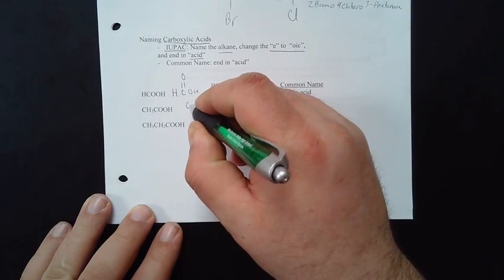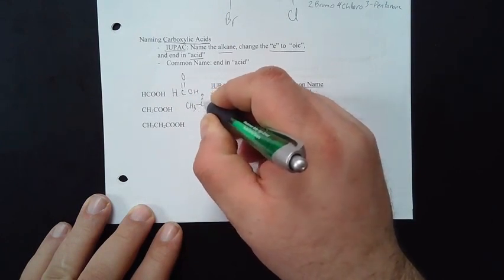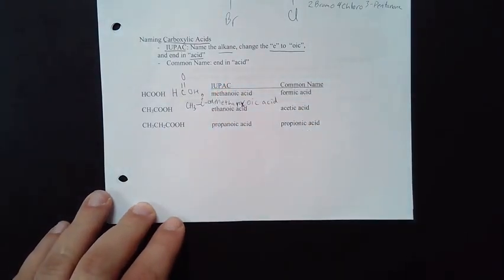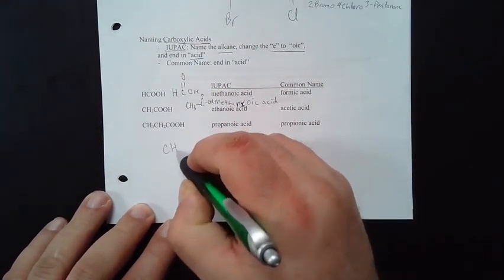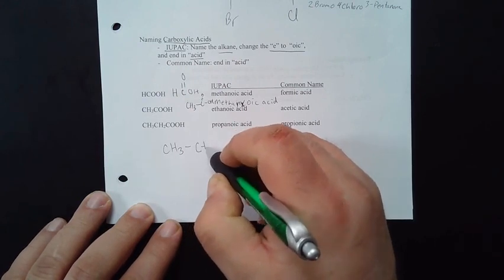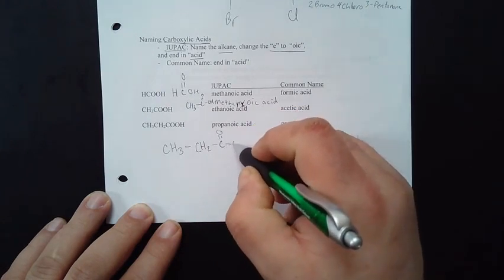For ethanoic, we're going to have a CH3 group on the carbon with the double bonded oxygen and the hydroxide group. For the propanoic, we're going to have a CH3, a CH2, next is going to be the carbon that has the hydroxide group and the double bonded oxygen on it.